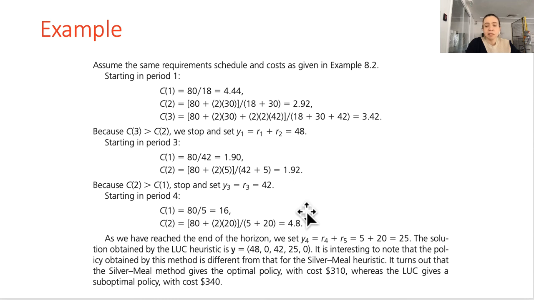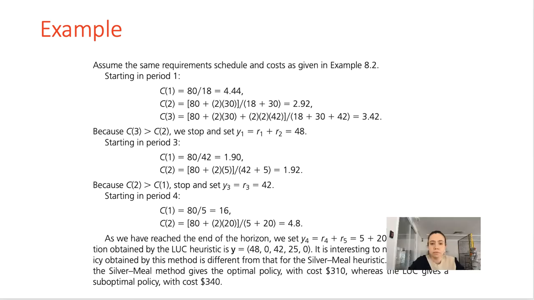And now I am at period 4 and I make the same calculations. I calculate C1 16. I calculate C2 as 4.8. It is less than the previous C value. So now I make a production plan for 2 periods. I mean, I produce the requirement of the 5th period in the 4th period. So here is our production plan 48, 0, 42, 25 and 0.